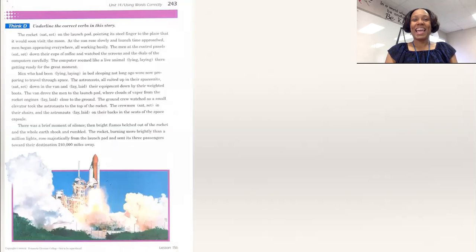Okay? And finally, for your think exercises, you're going to come across a story on page 243 for think D. And it's the same instructions that we just went over. You're going to underline the correct verbs in the story. So you will notice the first sentence says, the rocket sat or set on the launch pad, pointing its steel finger to the place that it would soon visit, the moon. And you would recognize that sat would be correct. It rested there on the launch pad. So you would underline that verb.